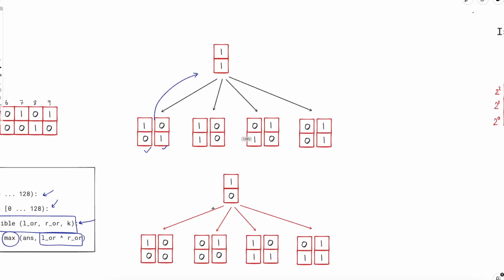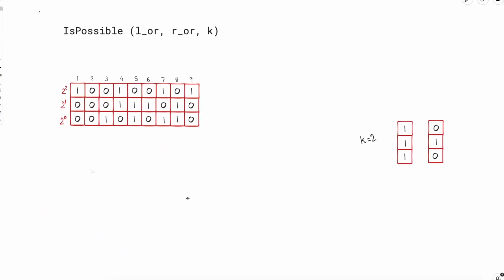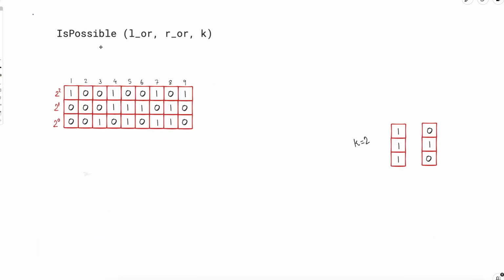So next we'll be focusing on this part itself. Before diving in, let's first define what exactly this means. This means that you want to select k elements from this array such that the OR of all those elements is equal to LOR. And then after this you have to select k more elements such that the OR of all those elements is ROR. If this is feasible, this function will return true, otherwise it will return false.